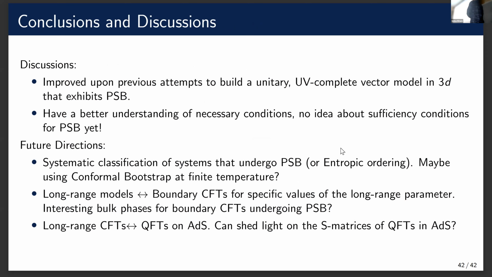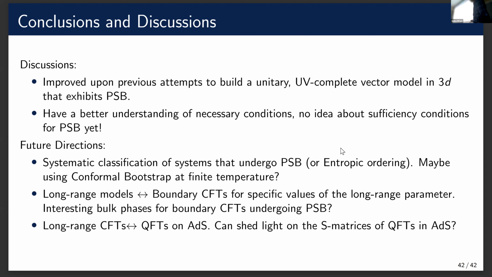All right, so that's about it. What we discussed is that we improved upon some previous attempts to build a unitary, and importantly UV complete, vector model in 3D that exhibits persistent symmetry breaking. To the best of our knowledge, this is the only model in 3D that displays this behavior while also including 1/n corrections. We have a better understanding of the necessary conditions that we need in these models to get persistent symmetry breaking, but about sufficiency conditions for PSV, we still don't know what sufficient conditions these models must have so that they have symmetry breaking always at high temperatures.